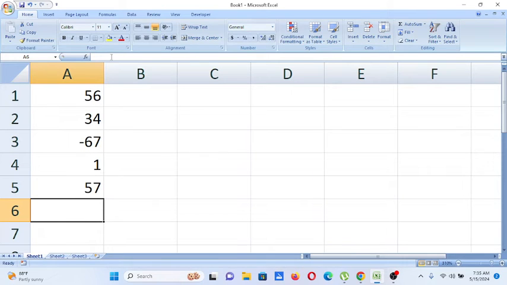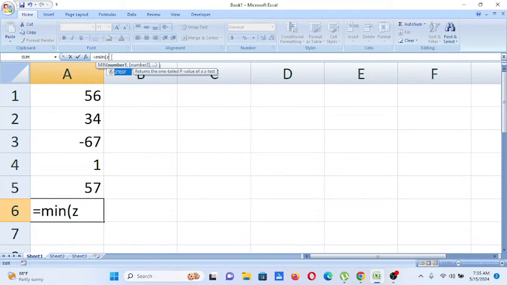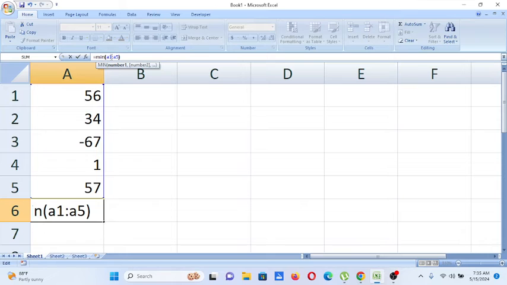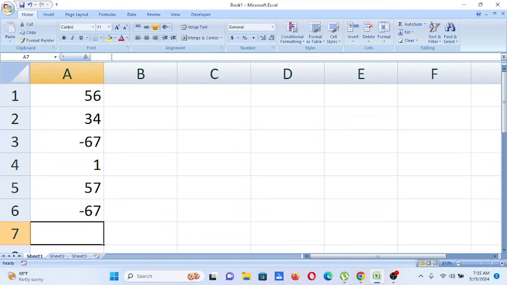So how to use it? Very simple. Just here on the taskbar, we type equals MIN, and then we give the coordinates A1 colon A5, close parenthesis, press the enter key. We have the result of negative 67.